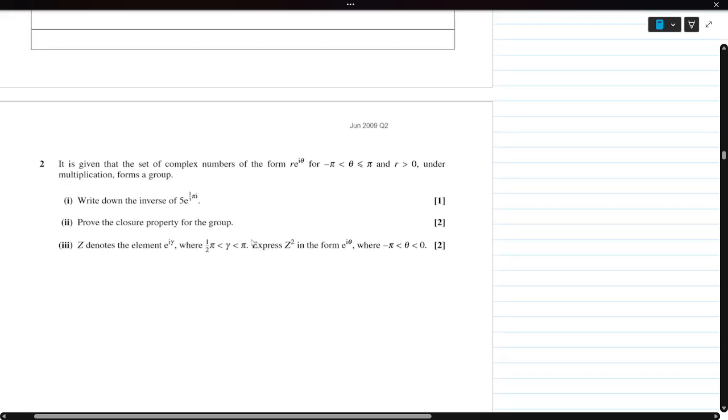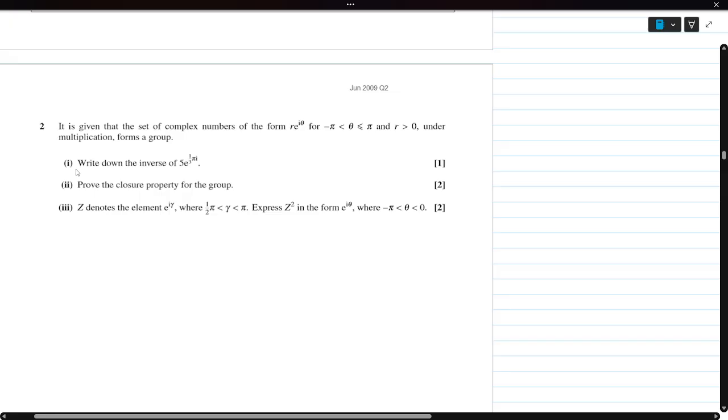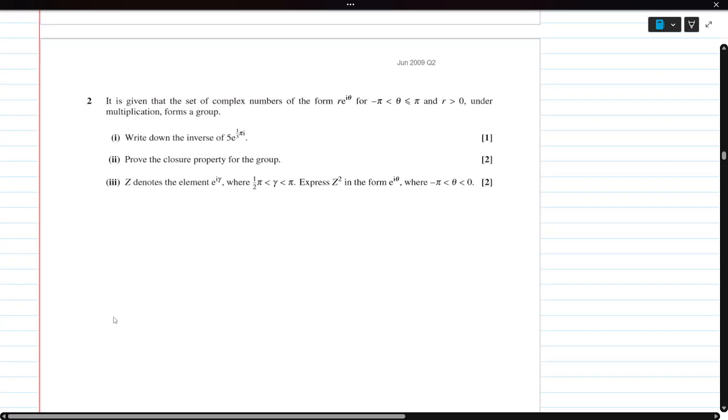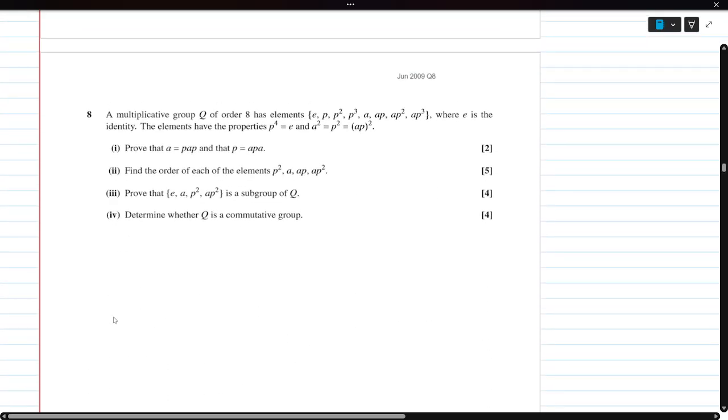Okay, let me see what the next questions are. Oh, that's such a good one. Complex numbers. You know what I'm gonna do? I might wake up early tomorrow just so I can record the next ones. But these are good practice questions. They're not too heavy. These are actually good.